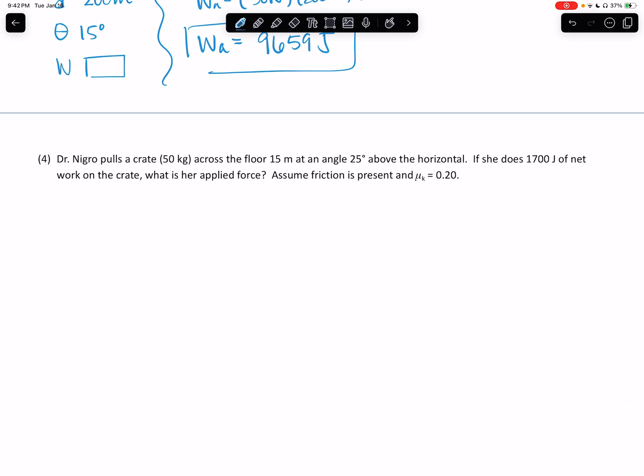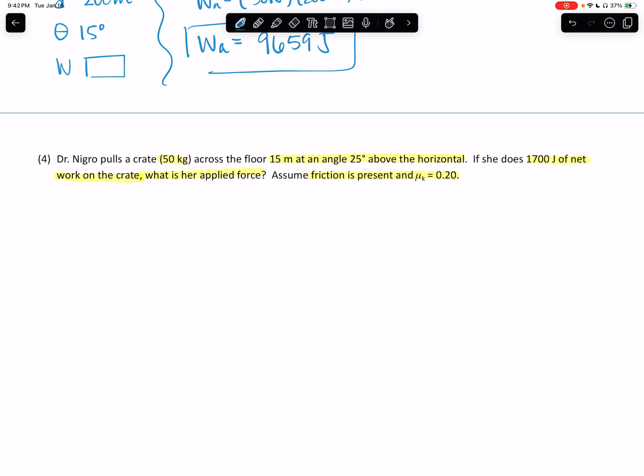Okay? All right, last one, number 4. Dr. Nigro pulls a crate, 50 kilograms, across the floor, 15 meters at an angle of 25 degrees above the horizontal. If she does 1,700 joules of net work on the crate, what is her applied force? Assume friction is present, and we've got a kinetic mu value here.